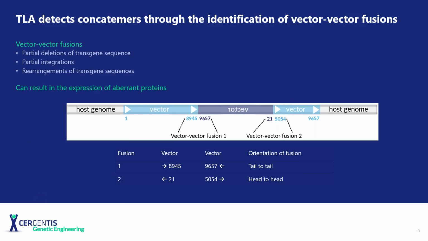And this is important because it can result in aberrant proteins and might interfere with the quality of the final product. So genome-vector fusions are also very important.